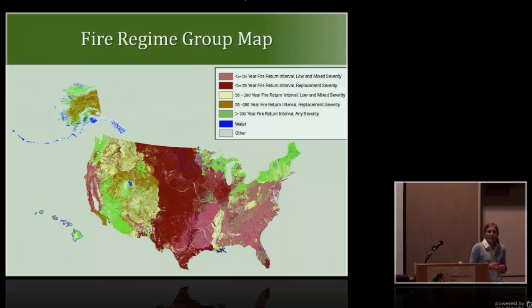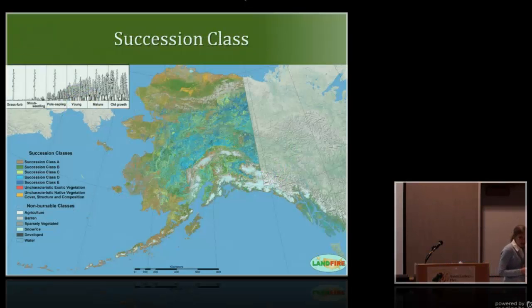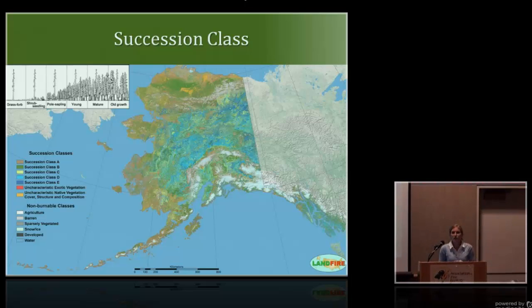Another map in this suite that not everybody is as familiar with is our succession class map, and this is a map of current conditions. What it describes is the vegetation state on the landscape. So you can see this diagram in the upper left there. It's kind of a hypothetical construct of how vegetation grows over time.